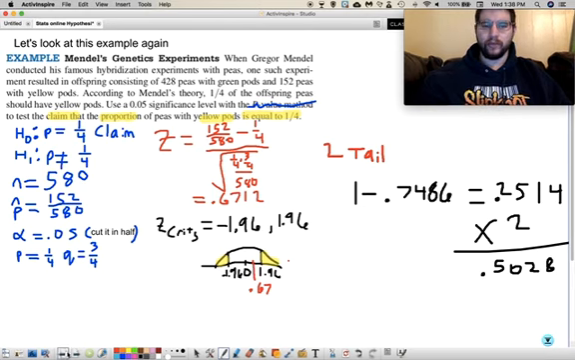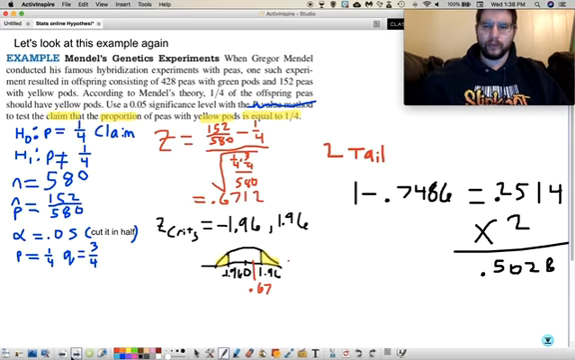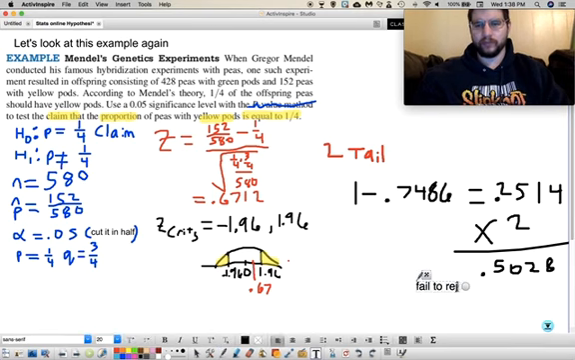So we know that if p is less than alpha, we reject the null. Well, if we look, 0.5 is definitely not less than 0.05. So we fail to reject the null.